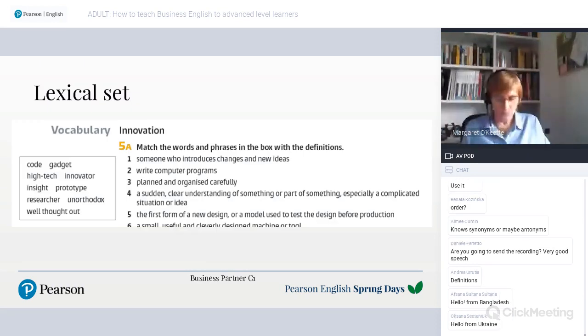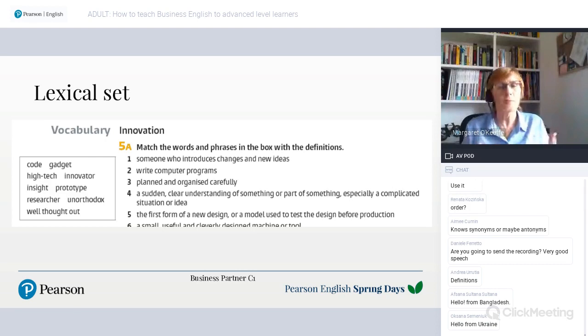And we start off with a lexical set around innovation that has come up naturally in context from the interview with this director from Microsoft. And you can see it's not a neat lexical set that you might get at a lower level when you're talking about something like fruit or animals. It's obviously quite a mixture of different parts of speech and different types of words. So there's some nice interesting things thrown in there, like the adjectives unorthodox and well thought out. What we see here as well, we've got code as a verb rather than code as a noun.